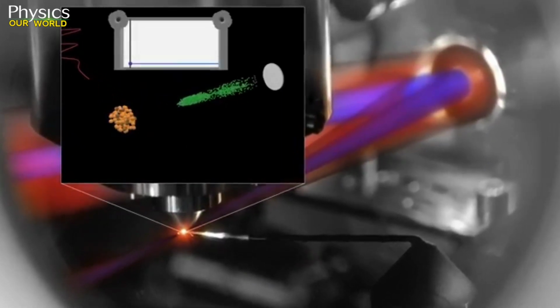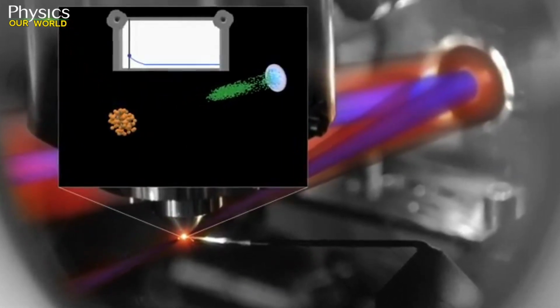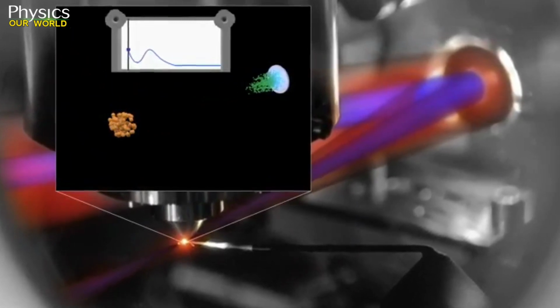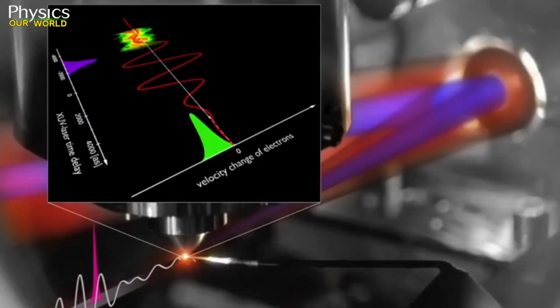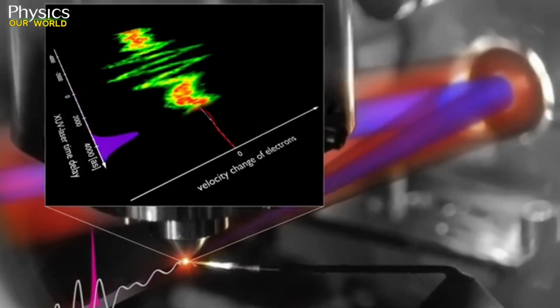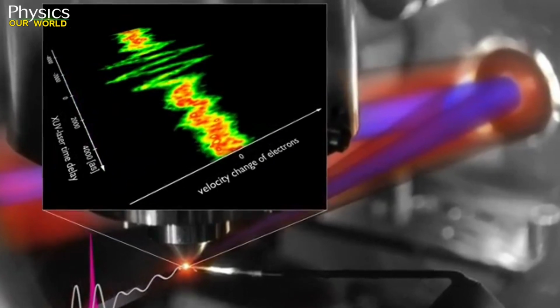So we indeed managed to generate in this way extreme ultraviolet flashes of light. Back in 2001 it turned out to be 650 attoseconds. From here, the field of attosecond physics was born.